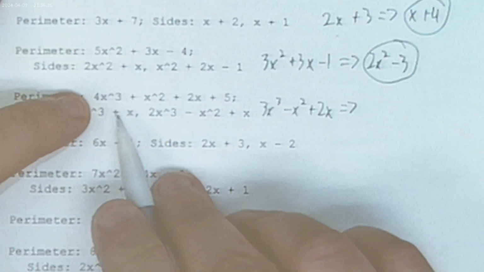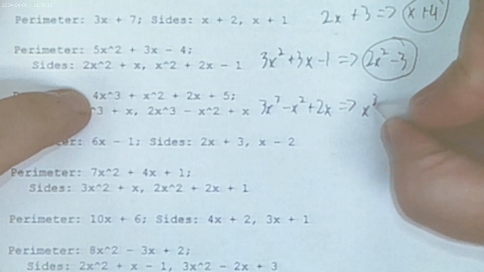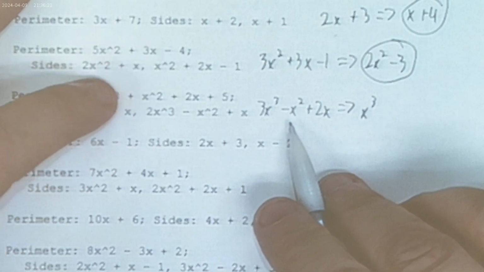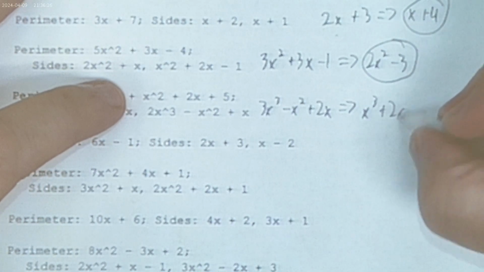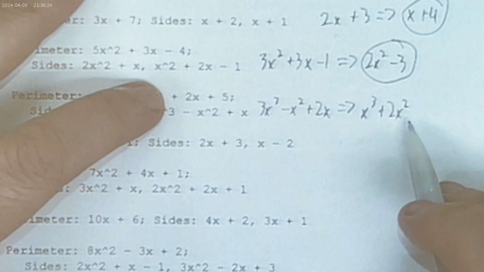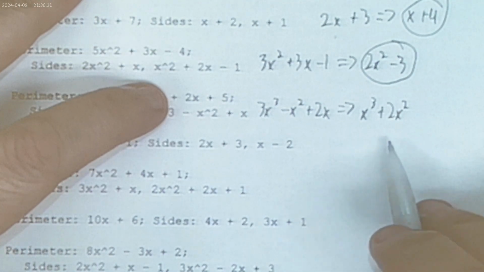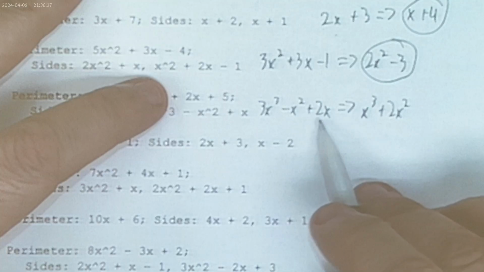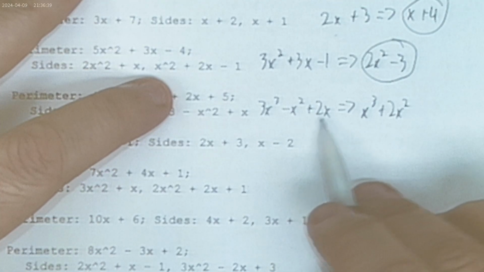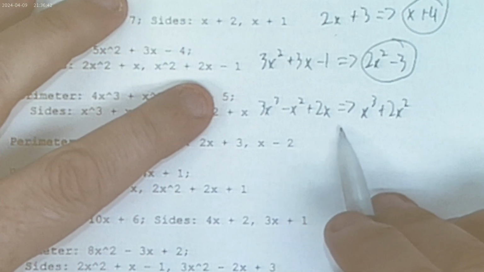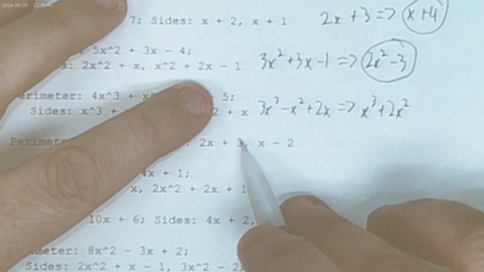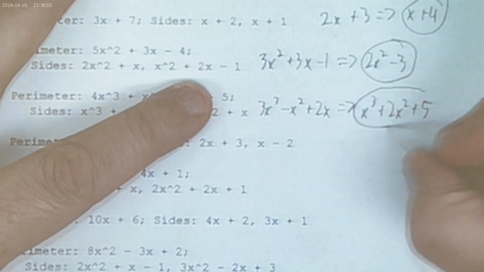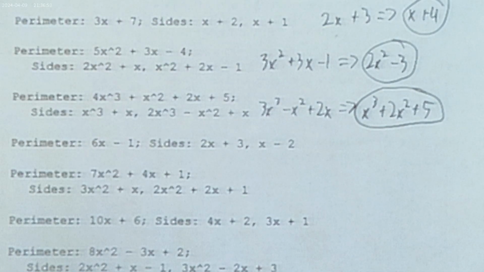So I've got to end up with 4x cubed. So that means I'm going to add an x cubed over here. And I've got to have an x squared, and I have a positive x squared, so I'm going to add 2x squared here. I have plus 2x. Okay, I've got plus 2x. So there's 2x right there. Plus 2x plus 2x, we're good. And then I need a 5. We don't have a 5. Now we do. Now we've got our 5, and that is our missing side.